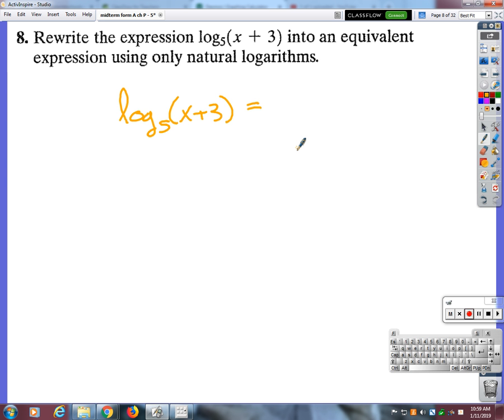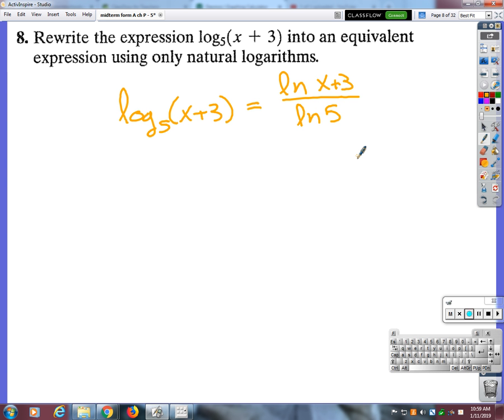We had a change of base formula for logs. It is the natural log of the second thing divided by the natural log of the base. That's it. That's literally it. Nope, because it's not times. It's not natural log times x plus 3. It's the natural log of x plus 3.